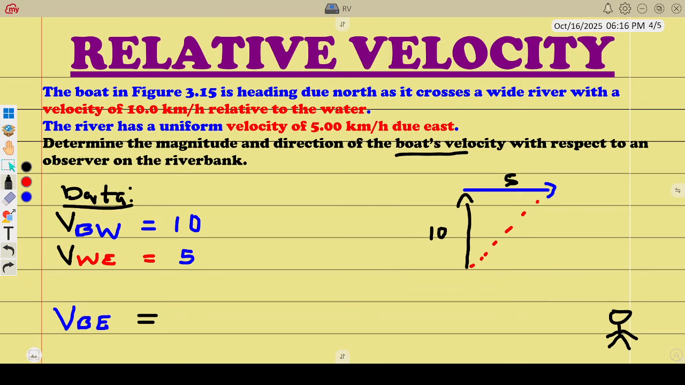This is the hypotenuse. So we just say adjacent, which is 10 squared, plus the opposite 5 squared, and then you get 11.2 as your final answer. So 11.2 kilometers per hour. Don't forget the units.